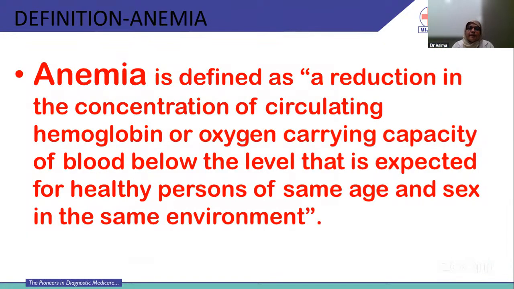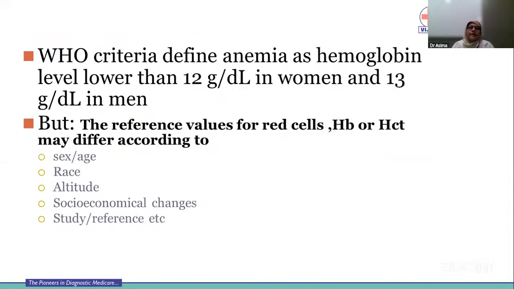So first, the definition of anemia. Anemia is defined as the reduction of the concentration of circulating hemoglobin or oxygen carrying capacity of blood below the level that is expected for healthy persons of the same age and in the same environment. According to the WHO criteria, anemia is defined as hemoglobin lower than 12 grams in women and less than 13 in men. But the reference values for red cells and hemoglobin as well as the hematocrit may differ according to the sex and age, the race, the altitude, and the socio-economic changes also.